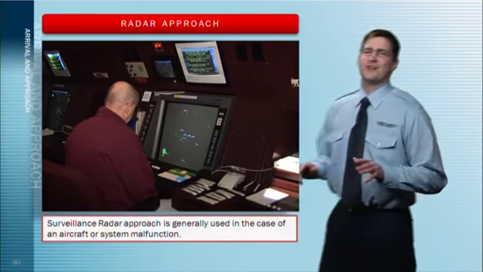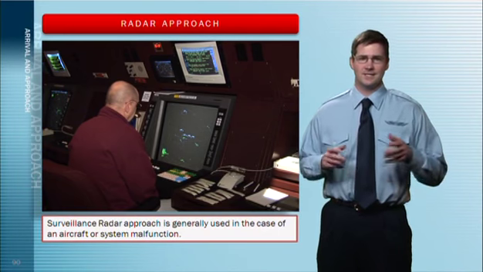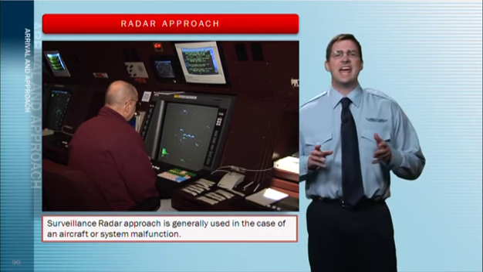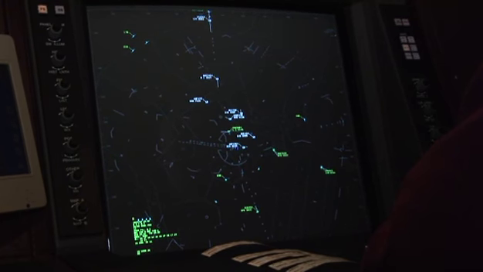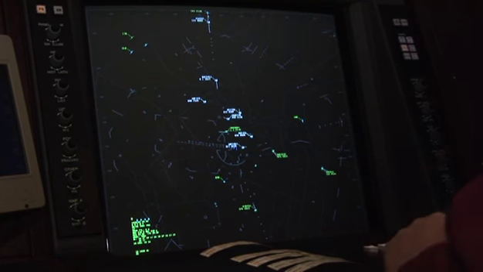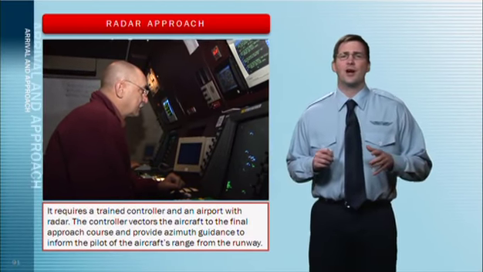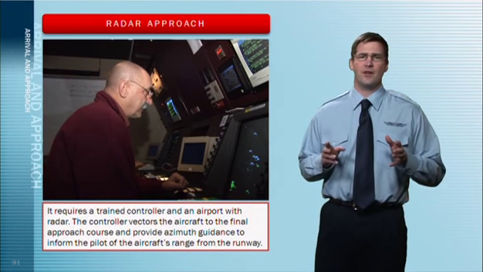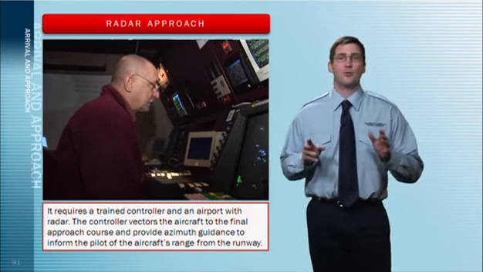An airport surveillance radar approach is generally used in the case of an aircraft or system malfunction. The ASR approach has ATC provide range and azimuth information and is considered a non-precision approach. It requires a trained controller and an airport with radar. The controller will vector the aircraft to the final approach course and then provide azimuth guidance and inform the pilot of the aircraft's range from the runway.